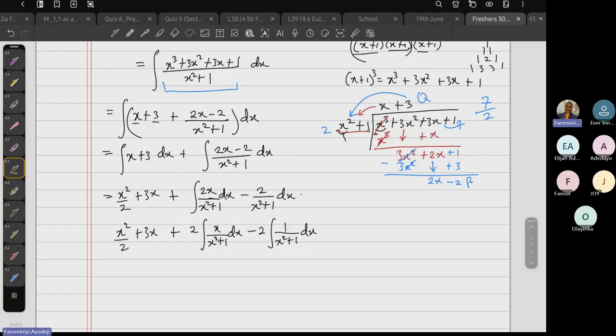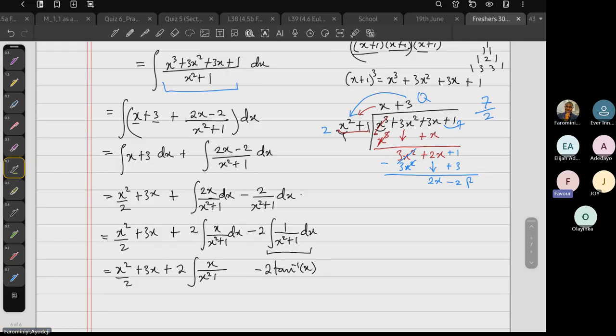So as Yinka predicted, we are going to have arc tan x for this last side because that is 1 over x squared plus 1. The integral of 1 over x squared plus 1 is arc tan x. So we already know this to be arc tan x. So we now need to deal with this.